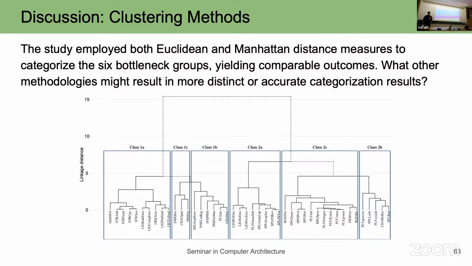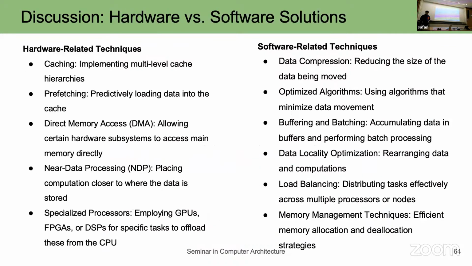Anybody else? Or otherwise, I would proceed with the next question. So as for my next question, so far we've only been talking about hardware solutions, but there are many different software-related techniques to mitigate memory bottlenecks. Maybe you can tell me which one you would choose and why.